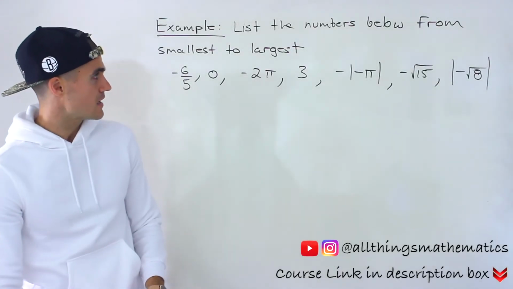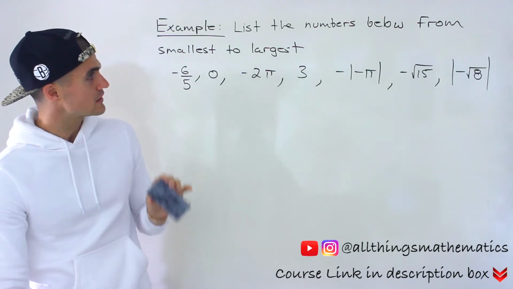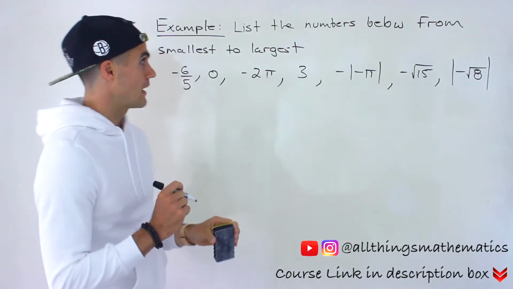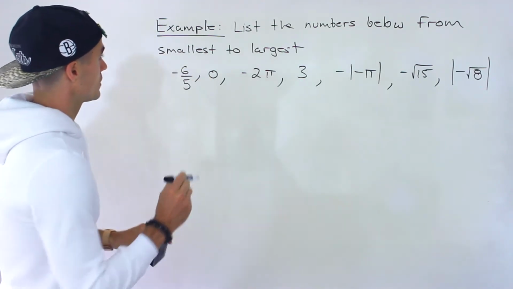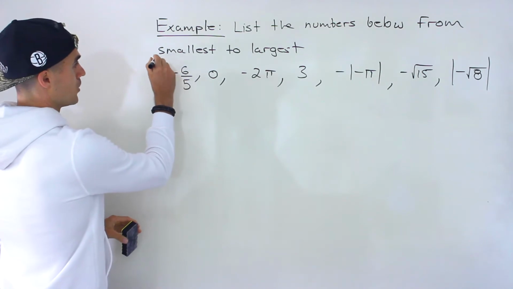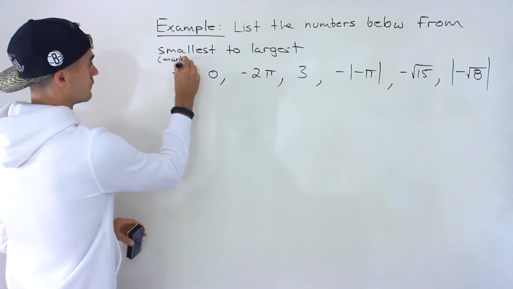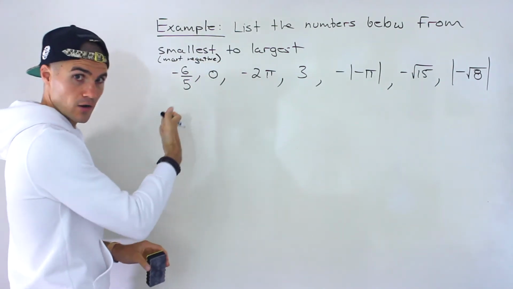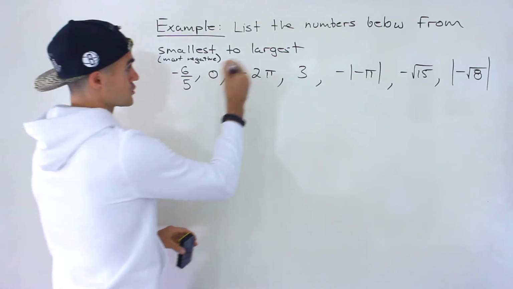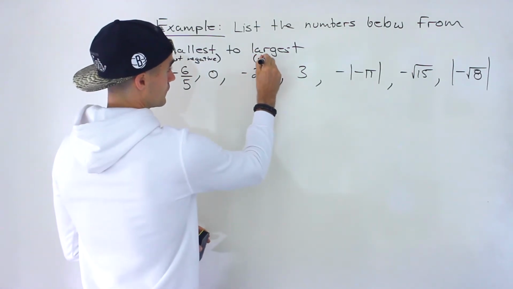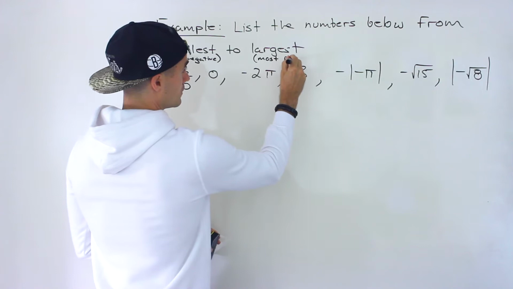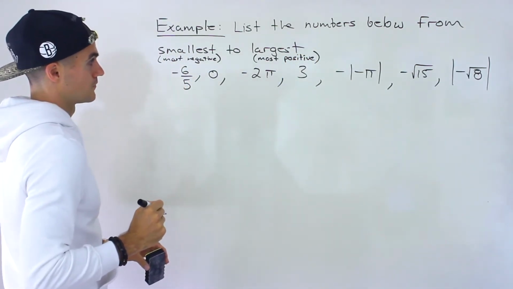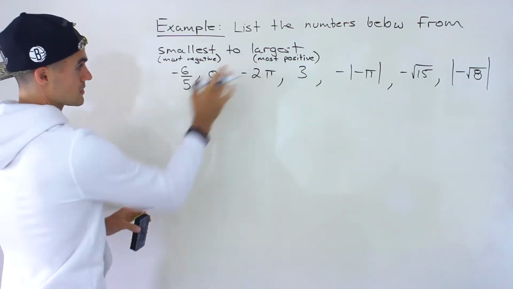And in this next example, what we've got to do is take all these numbers here and list them from the smallest to the largest. Now when it says from the smallest to the largest, another way you could think about this is from the most negative. If you think of a number line, the numbers that are most to the left, to the largest, the most positive, all the way to the right of the number line, right? So this is going to be on the left, this is going to be on the right.